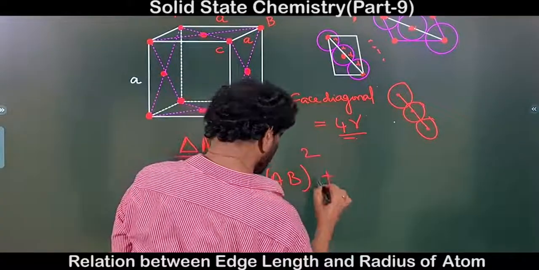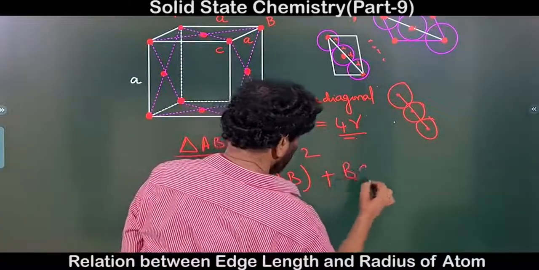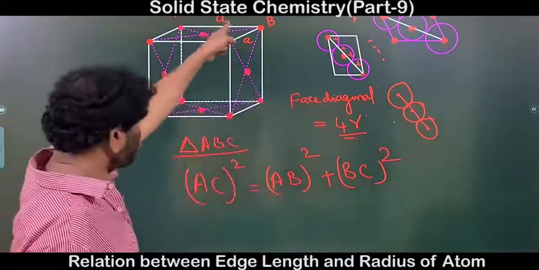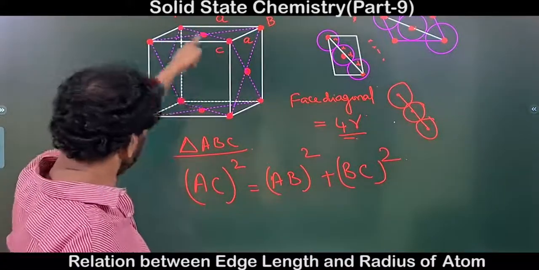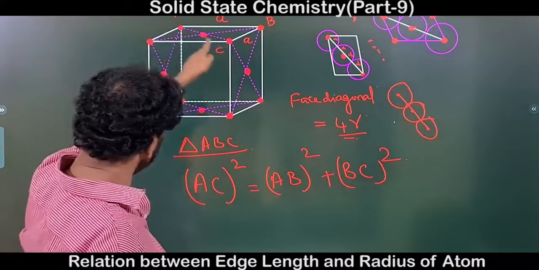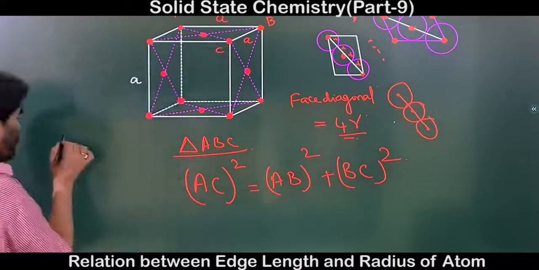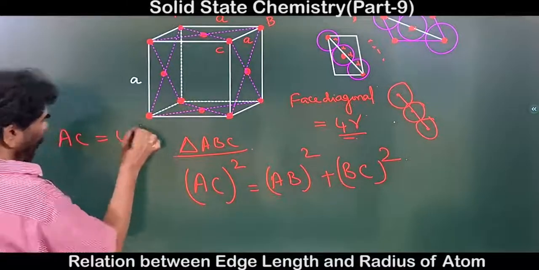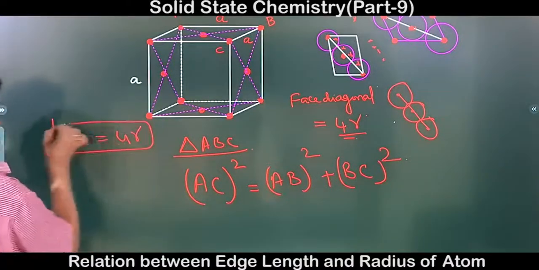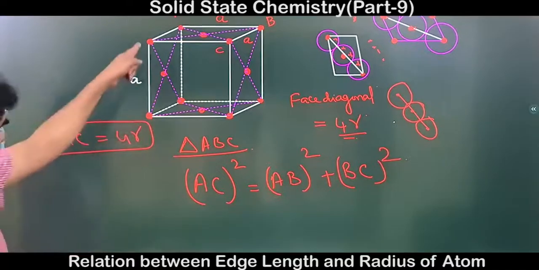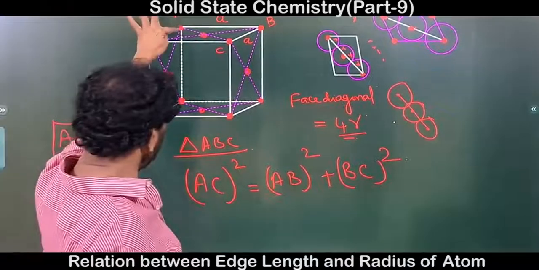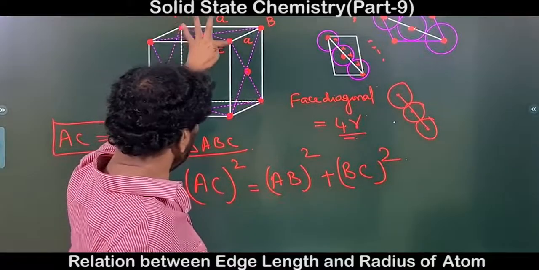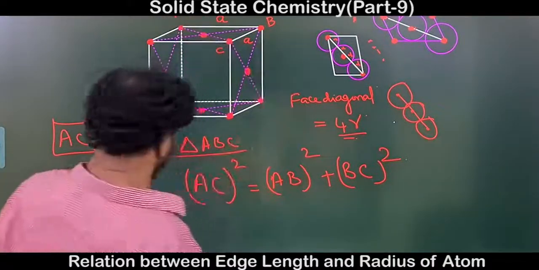This is the simple relation, that is BC square. This is A, this is A. So now we can find out that AC is equal to 4r, that is 4 into the radius of the atom: 2 into the radius of the atom is the diameter. This is the radius of the atom, 4r.